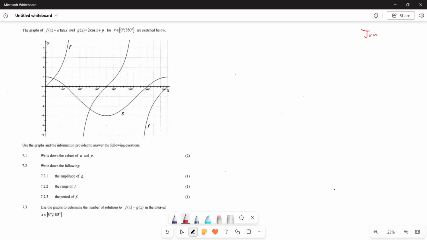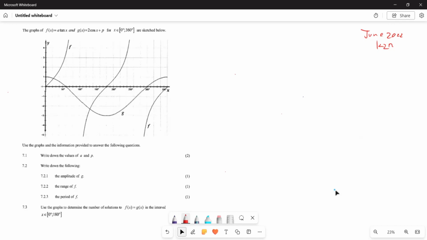Now what I want us to look at is a June paper, 2022, I think from KZN. I just want us to look at only this particular type of question where we deal with trig functions. They say use the graph of f of x equals a tan x, and the graph of g of x equals 2 cos x plus p, where the graph starts from 0 degrees up until 360 degrees. So that's the range of the graph that we are given.